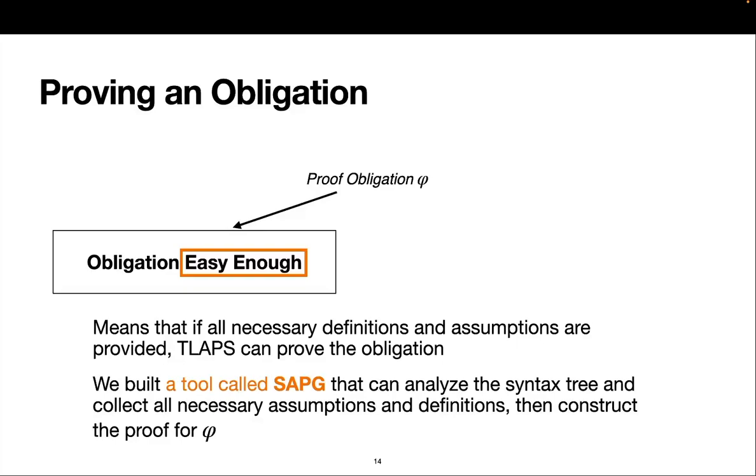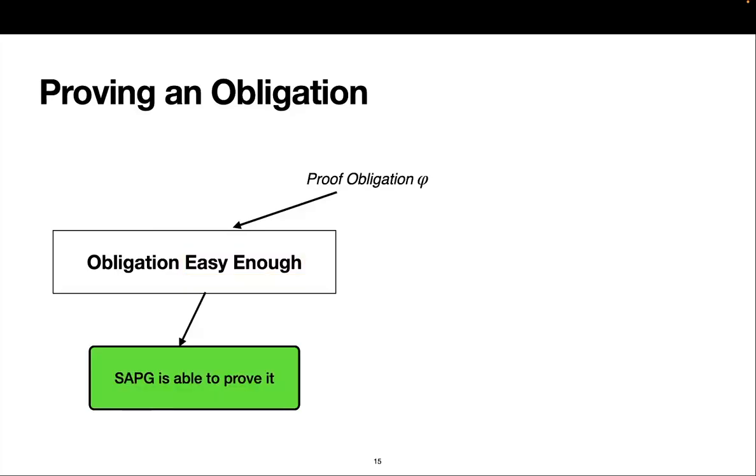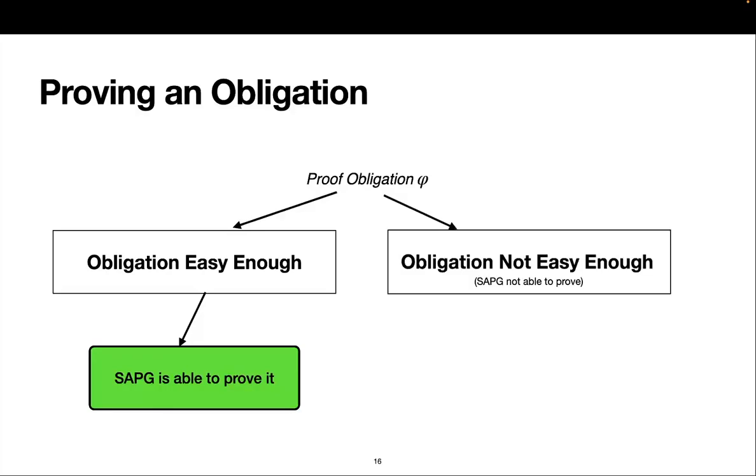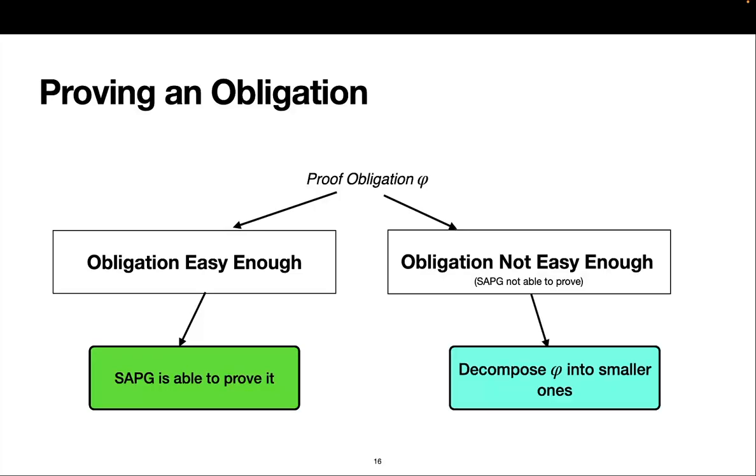This is a purely symbolic process without using any LLMs. So, if the obligation is easy enough that SAPG is able to prove it, we are done. But what if the obligation is not that easy? What if SAPG cannot prove it? Then we need to decompose the proof obligation into smaller ones, just like a human would break a complex proof into intermediate lemmas or intermediate steps. Now the question is, how do we find the right decomposition?